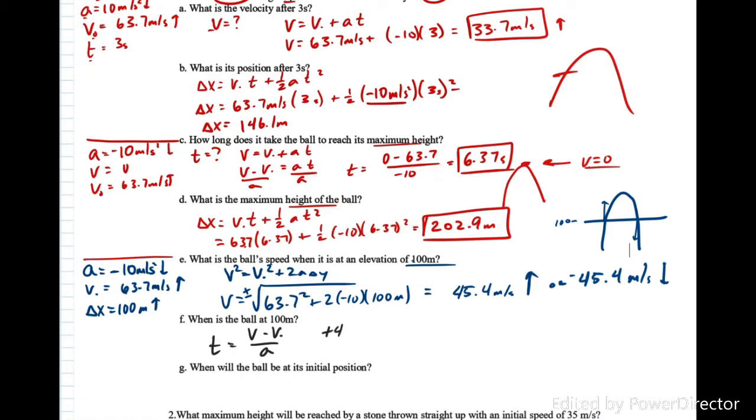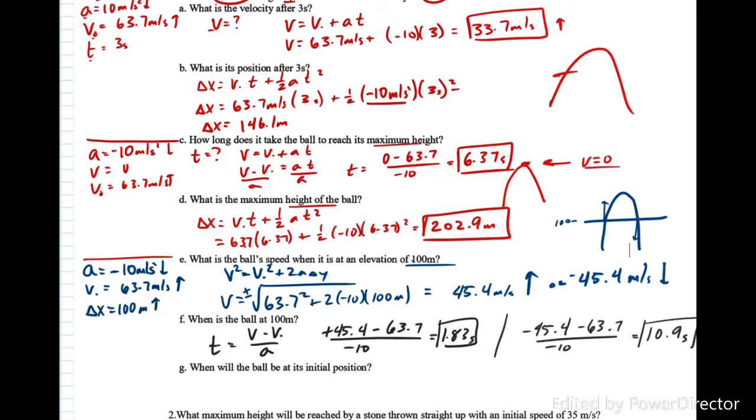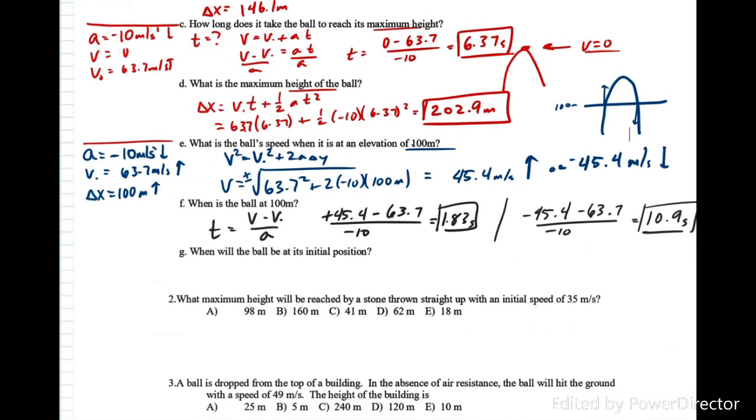We could say positive 45.4 minus 63.7 divided by negative 10. So the first time I'm at 100 meters, on the way up, would be 1.83 seconds. But on the way down, it would be negative 45.4 minus 63.7 divided by negative 10. On the way down, it would be 10.9 seconds. There's different information there.